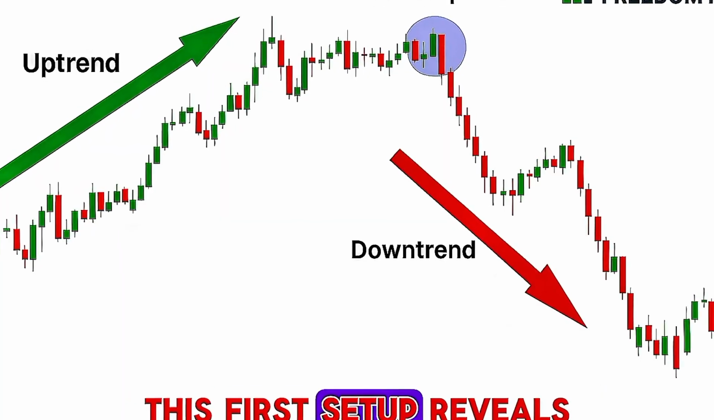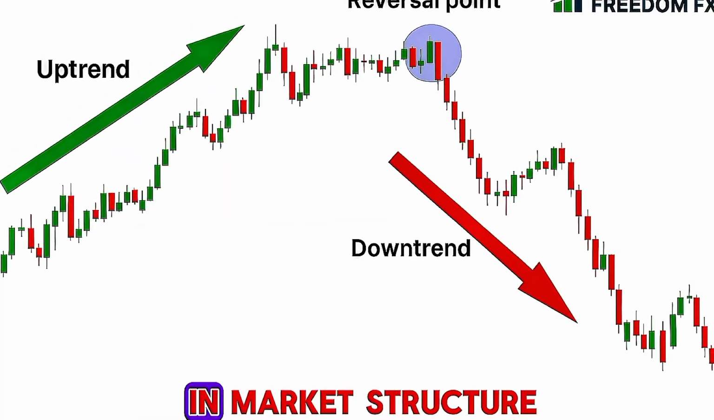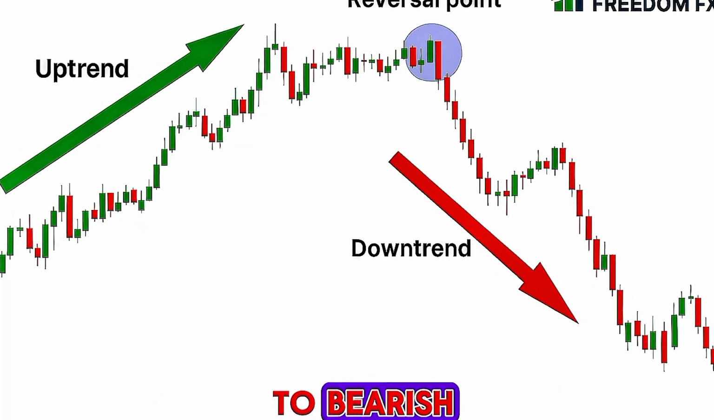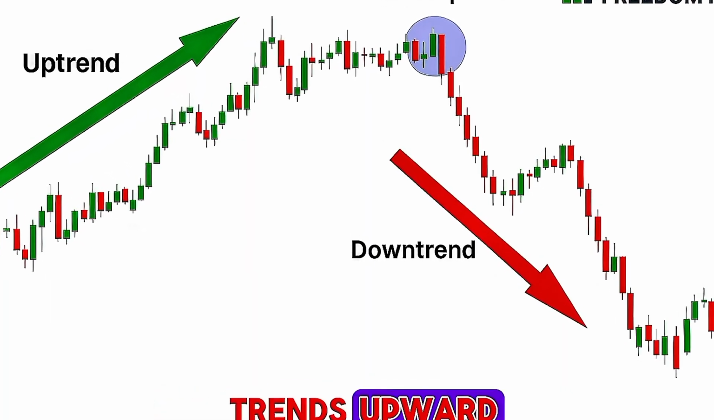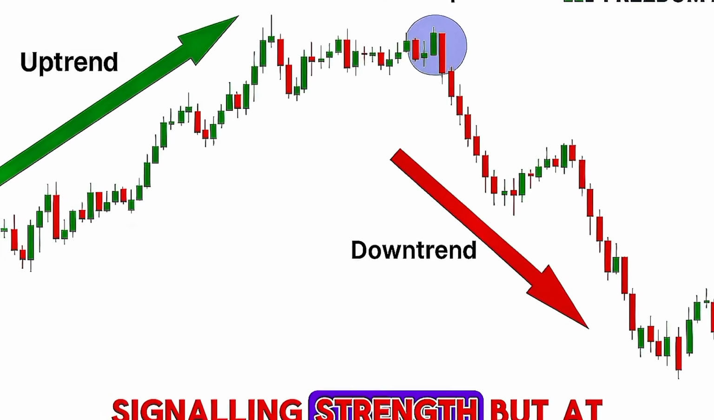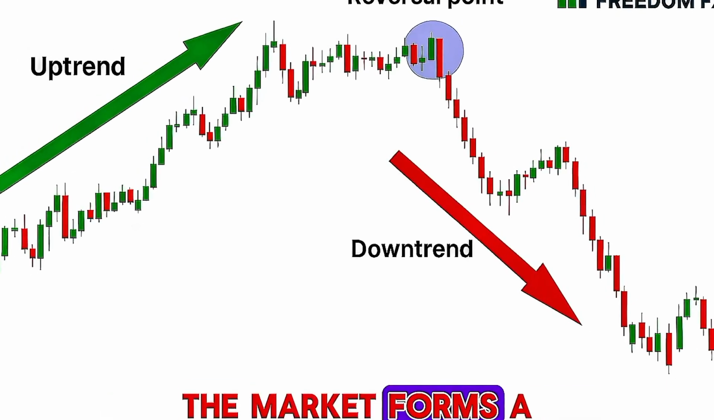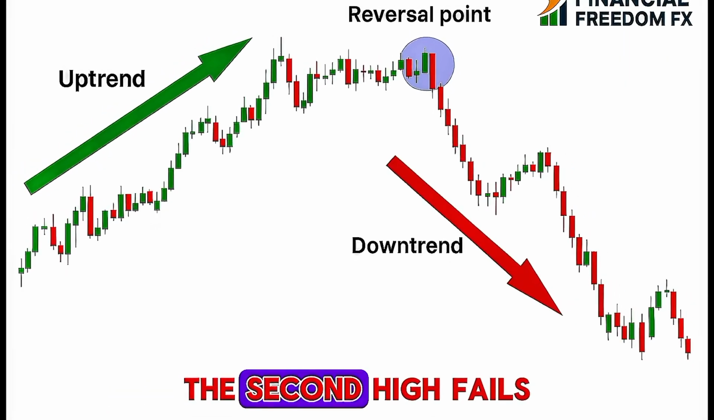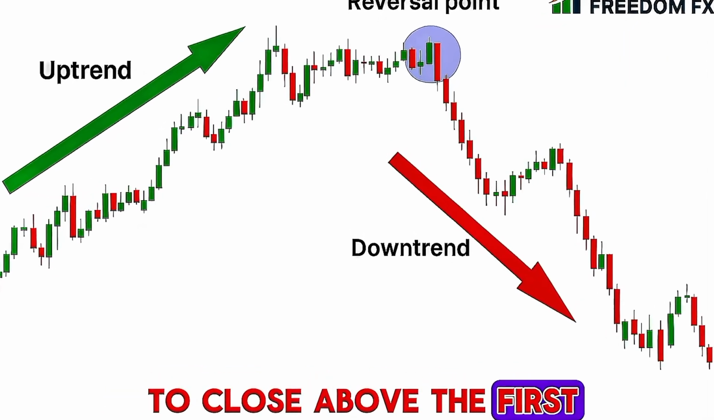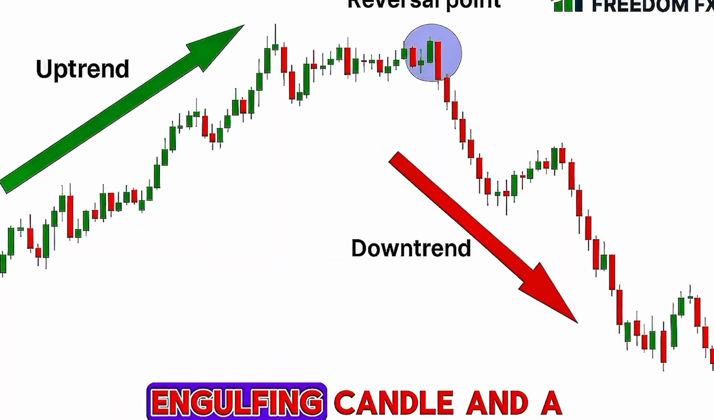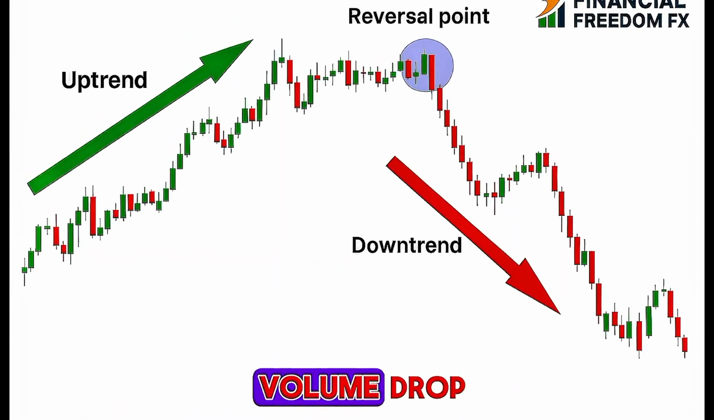This first setup reveals a crucial turning point in market structure, the reversal from bullish to bearish. Notice how the chart trends upward with higher highs and higher lows, signaling strength. But at the top, the market forms a double top, a classical reversal pattern. The second high fails to close above the first, showing exhaustion. You'll also observe a sharp bearish engulfing candle and a volume drop.